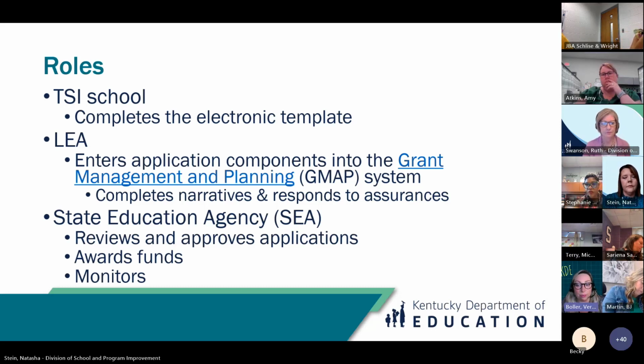After the district level approves the contents on the electronic template and then formally submits the application in GMAP, the SEA, which is us, KDE, will review and approve applications. We may also provide feedback on some items that need clarity or correction within the application before approval is granted. Once the application is approved, funds are awarded for use by the school. KDE also monitors federally funded grants to ensure legal compliance, so please know that that is a possibility.